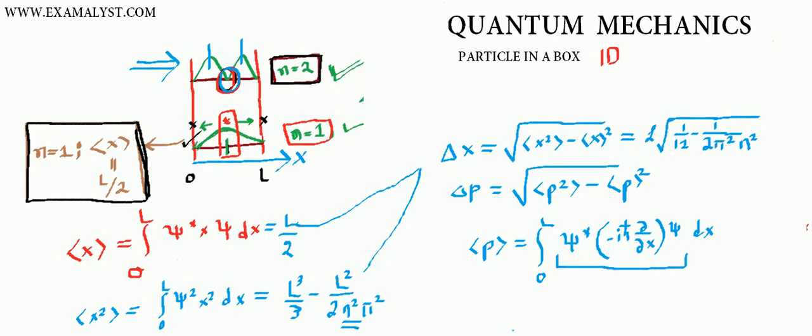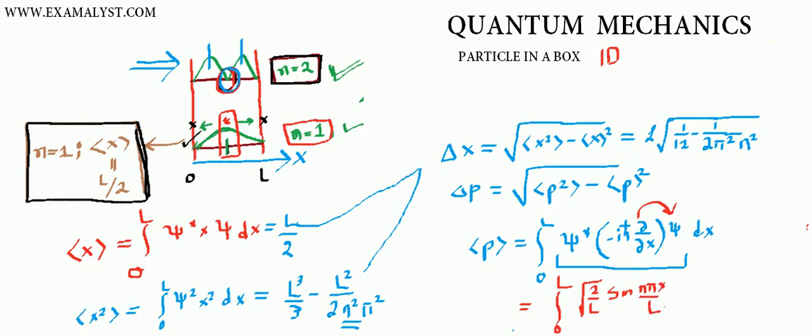So how to evaluate this? You need to put in the value of psi star. We know that psi star is the same as psi, so this will be nothing but psi square. But this is not how you evaluate the integral. How you need to evaluate it is, from 0 to L, you need to make the operator act on the wave function first. So psi star is root over 2 by L sine of n pi x divided by L.